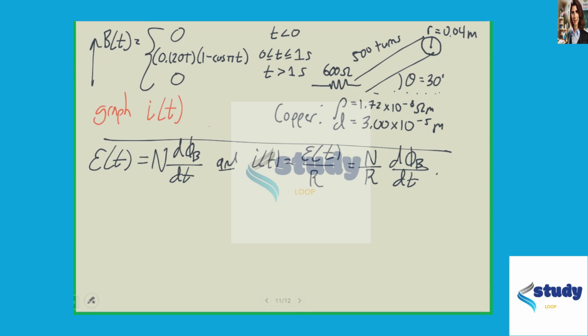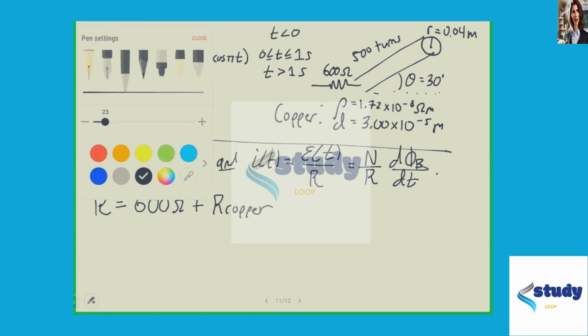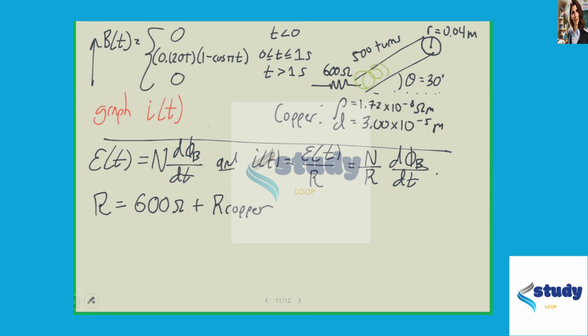So what is R? R is the total resistance of the apparatus. So it's going to be our 600 ohms plus, let me rewrite this, our 600 ohms plus the resistance of the copper, right? So that's the resistance created by all of this wire, looped around. All of that wire has its own resistance. So what is that?